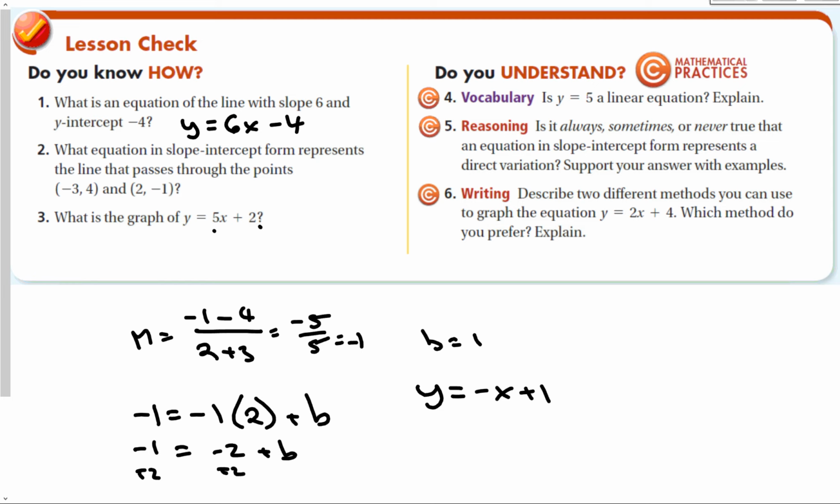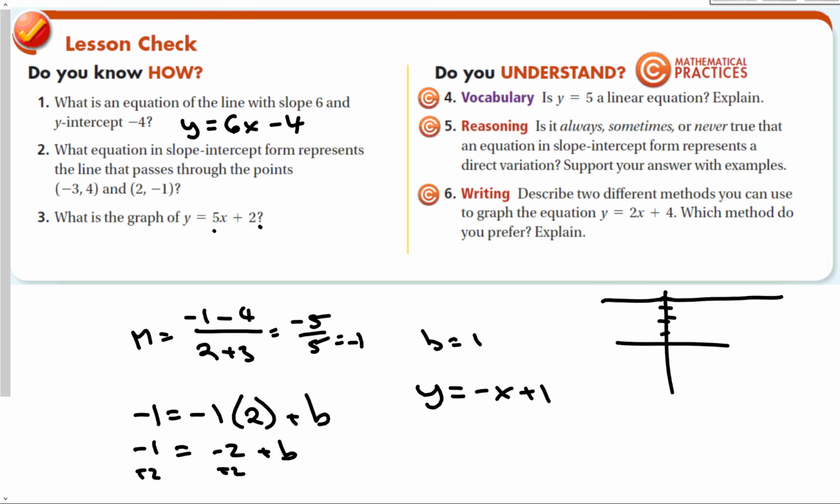Is y equal to 5 a linear equation? Yes, it is a linear equation because it doesn't have x to any other power like 2, 3, 4, or whatever. Okay, it happens to be a special kind of linear equation because it has no independent variable. Y is always equal to 5. The output is always 5. So if you think about it, if I have a graph, 1, 2, 3, 4, 5, and my output is always 5, it's going to be flat. Okay, so that is a horizontal line.